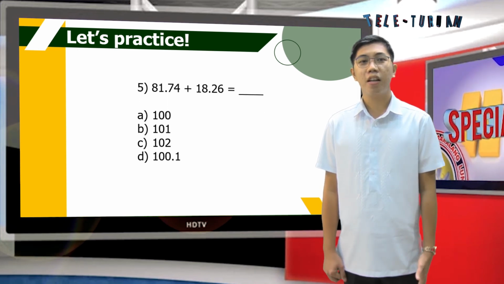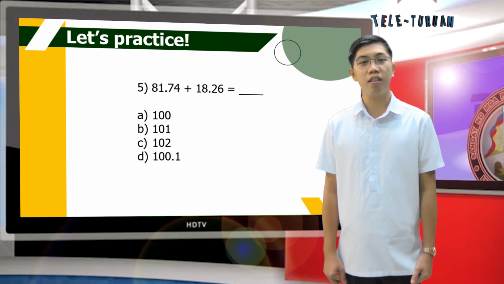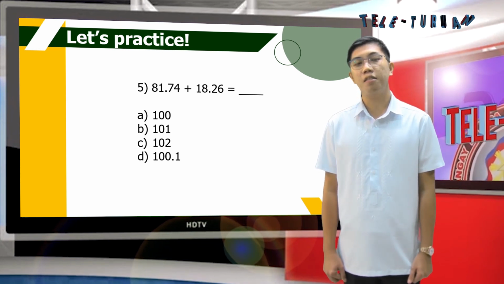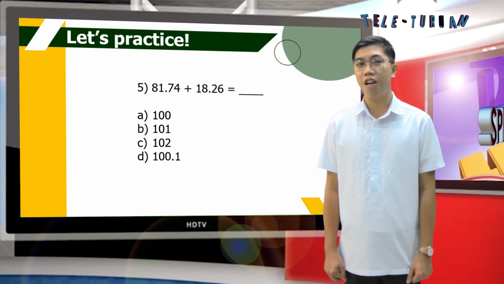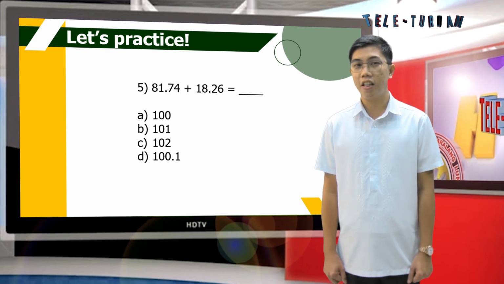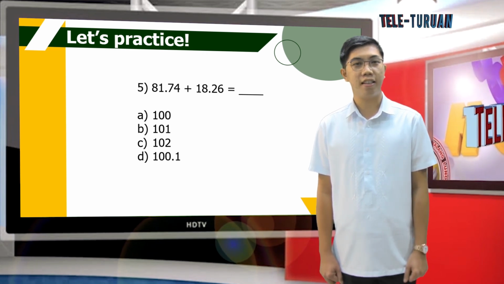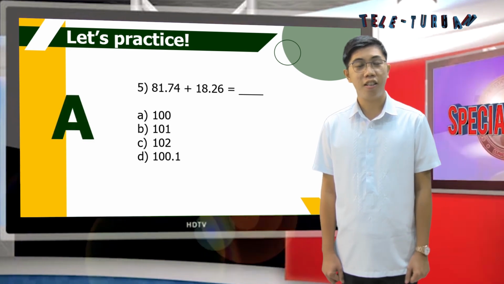Number 5, 81 and 74 hundredths plus 18 and 26 hundredths equals blank. A, 100, B, 101, C, 102, or letter D, 100 and 1/10. A is the correct answer. That's awesome.